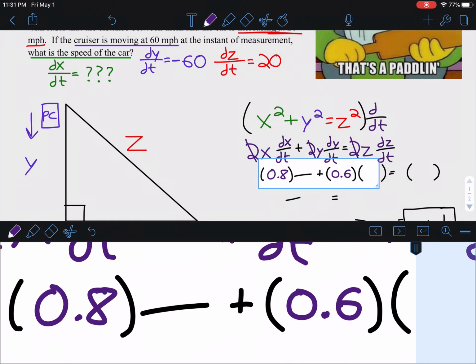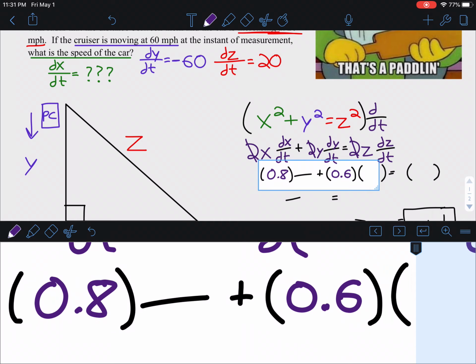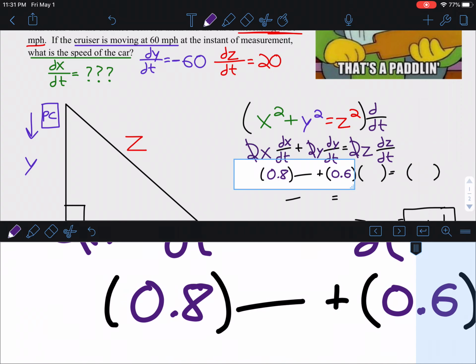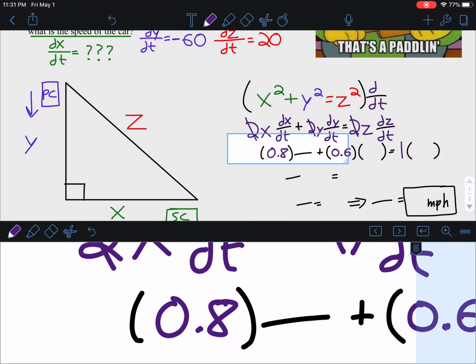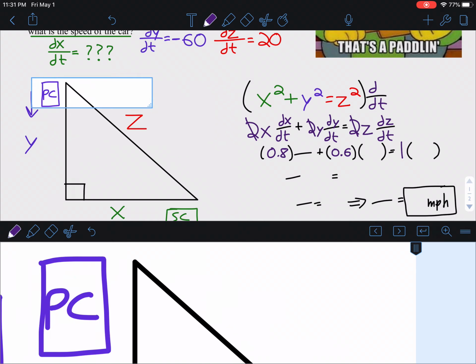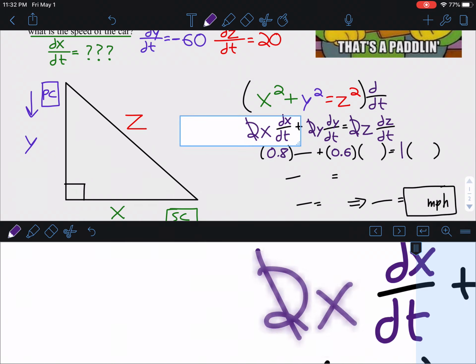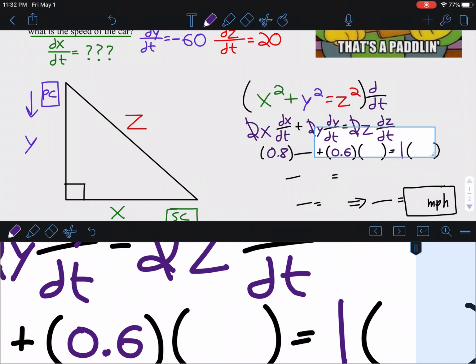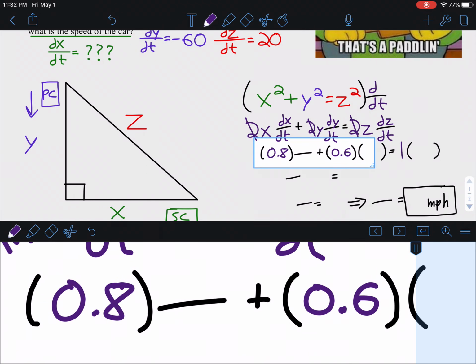3, 4, 5. How about 6, 8, 10, right? I can divide all of those by 10 and get 0.6, 0.8, and I can get 1 for z, right? So at this moment, again, what does z represent? The direct distance between the cruiser and the speeding car is exactly 1 mile. Okay, so we can figure out the value of z by taking my givens and plugging them into the Pythagorean theorem.